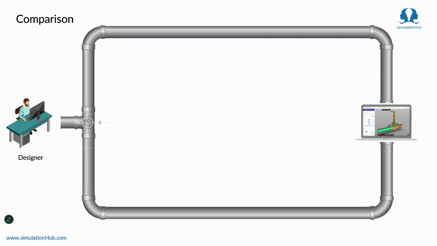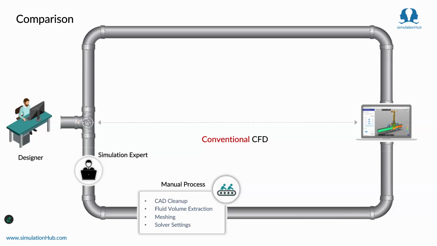Summarizing everything, here is a little comparison of the conventional and the autonomous approach. In conventional CFD, simulation experts' dependency becomes a bottleneck. The expert does all the CFD processes manually, and then runs the simulation on limited in-house resources. That takes weeks of time, and then you get the results. So the cost is higher.